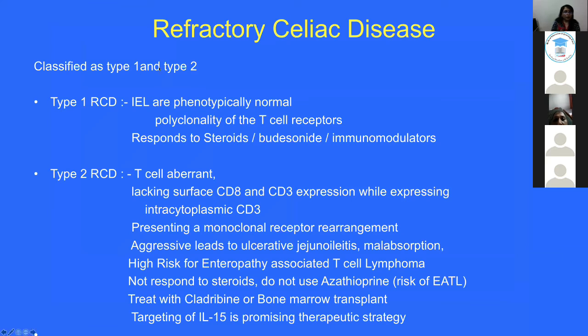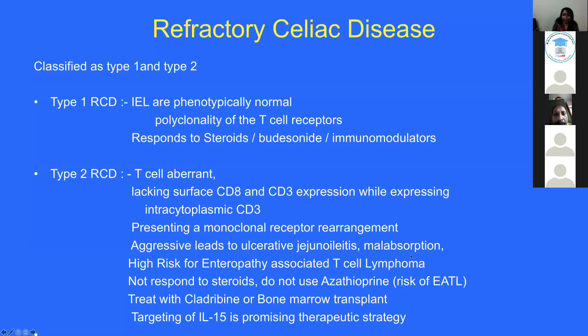A word about refractory celiac disease type 1: the intraepithelial lymphocytes are predominantly normal. Their polyclonality of T cell receptors is there. They respond to steroid, budesonide or immunomodulator. Whereas in type 2, there is an aberrant T cell response. They lack surface CD8 and CD3 expression while expressing intracytoplasmic CD3. So they are aggressive, leading to aggressive ulcerative jejunoileitis. A lot of malabsorption is there.